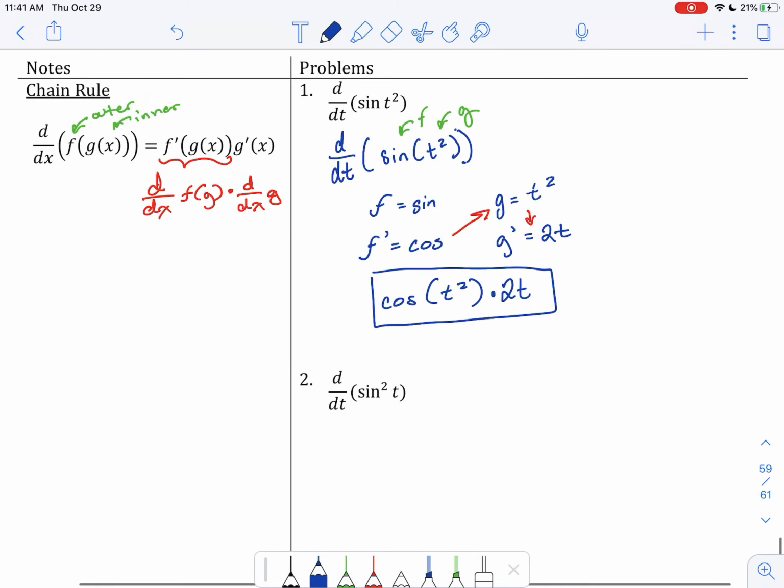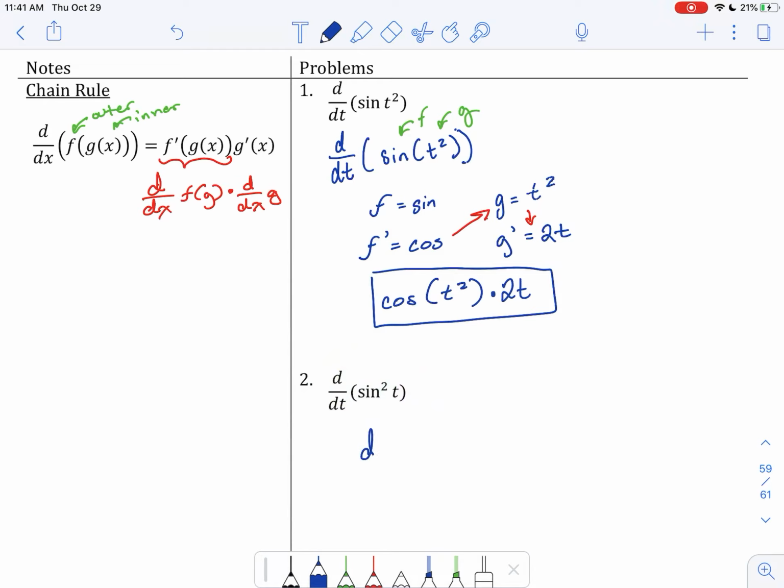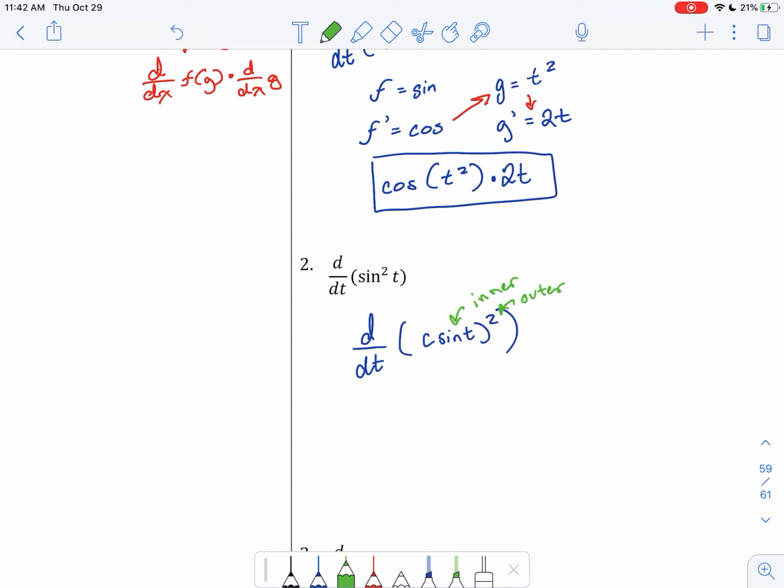Now, I use this as an example, and now we're going to look at how it's slightly different when sine is the thing that's being squared. So what we've done here is we've changed the inner and outer functions. So this is the same as the derivative of sine t, quantity squared, where now the sine is our inside function and the squared is our outer. So that means that this is f and the inside one is g. So we've switched around the position.